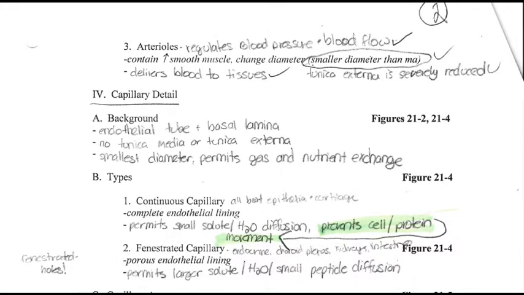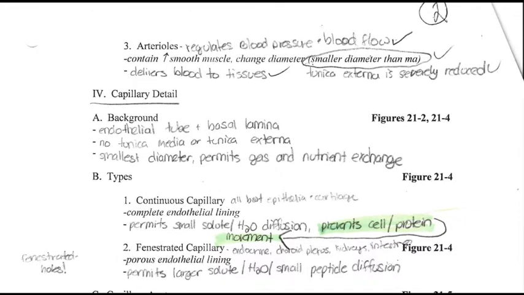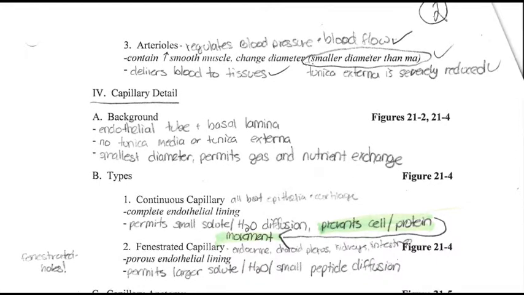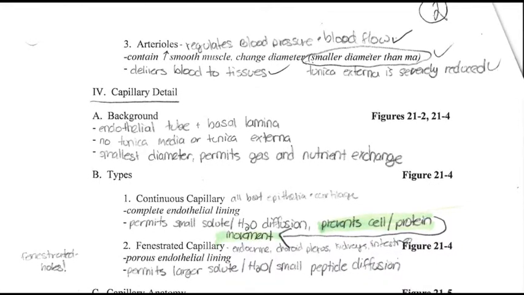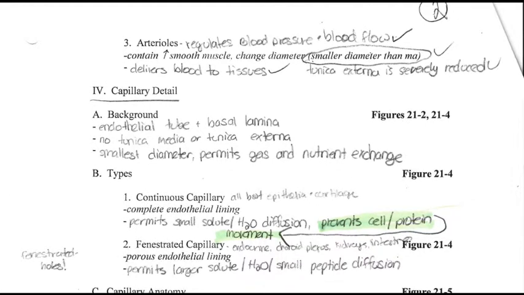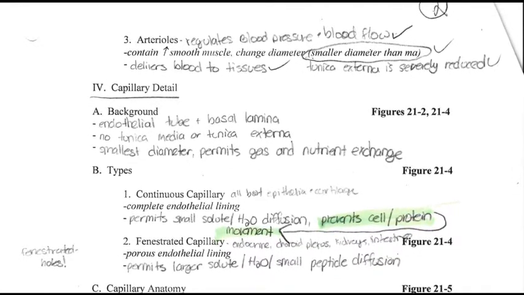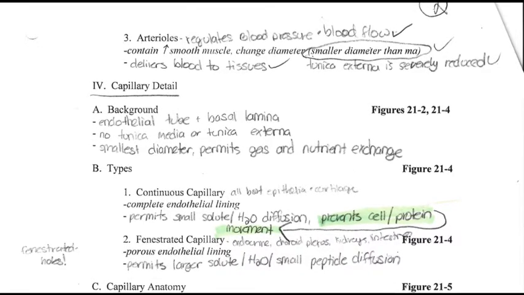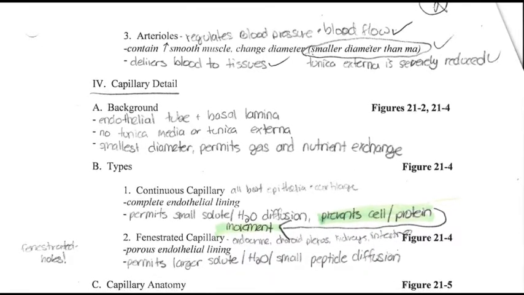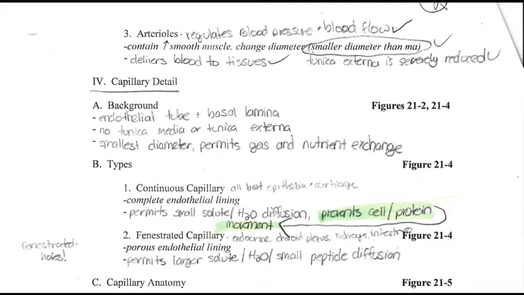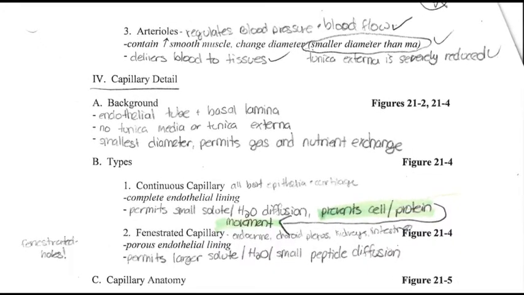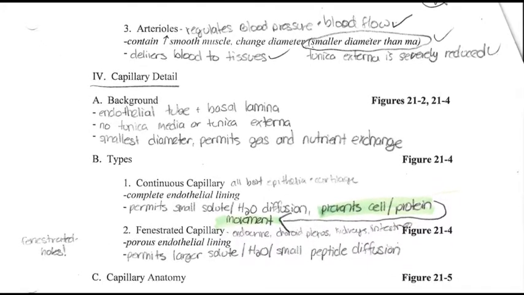Arterioles. Arterioles regulate blood pressure and blood flow. They contain a lot of smooth muscle, they change diameter, and they are smaller in diameter than muscular arteries. They deliver blood to tissues. In arterioles, the tunica externa is severely reduced.